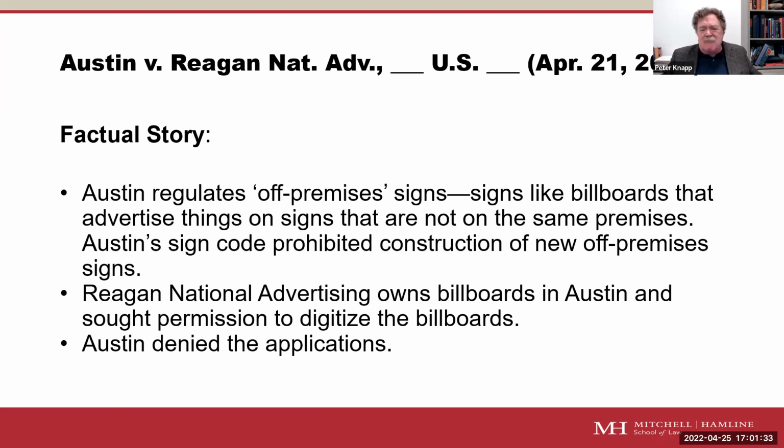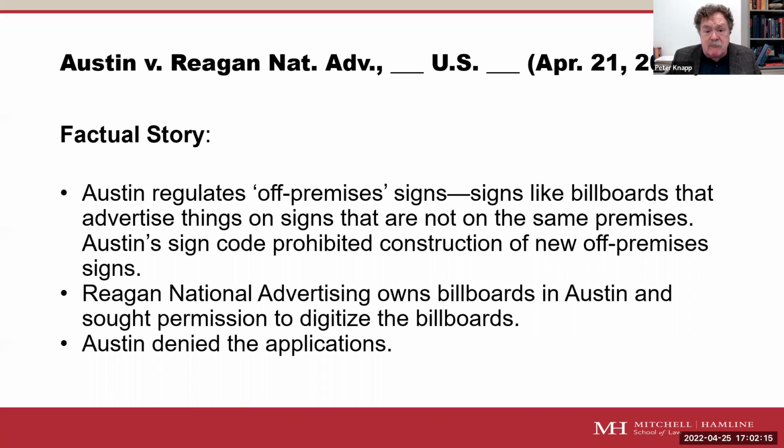And like every other case, it tells two stories. The first one is a factual story, and the factual story is really pretty straightforward. This turned out to be a case about regulating signage, signs like billboards, in the city of Austin, Texas. And Austin had a regulation that distinguished between off-premises signs and on-premises signs. And I don't know a whole lot about billboards. I know nothing at all about billboard regulation. And I'd never understood or heard the distinction between off-premises signs and on-premises signs until I read this case.